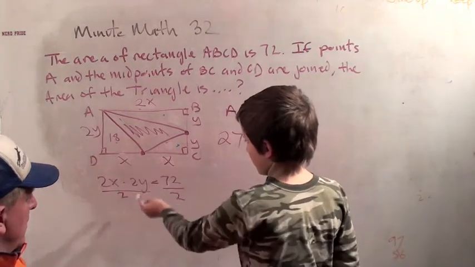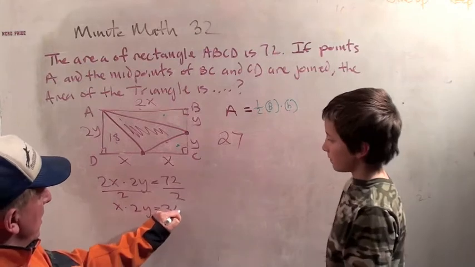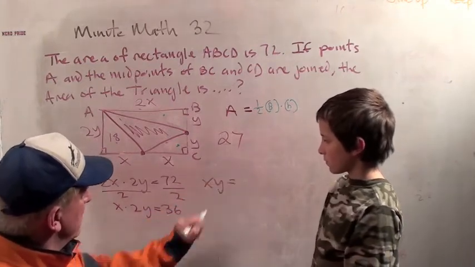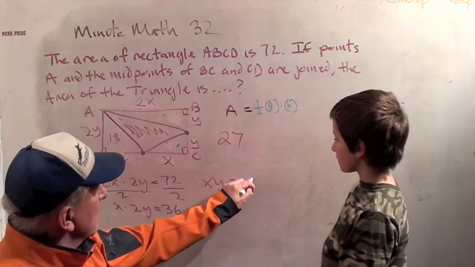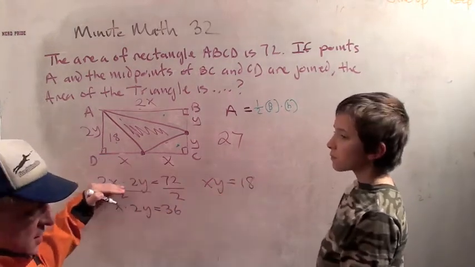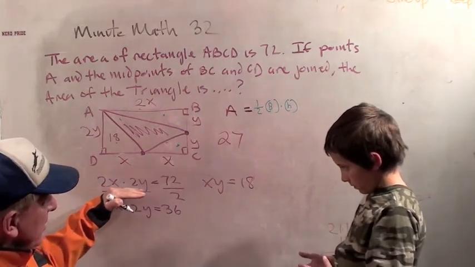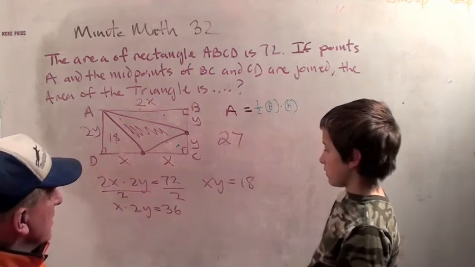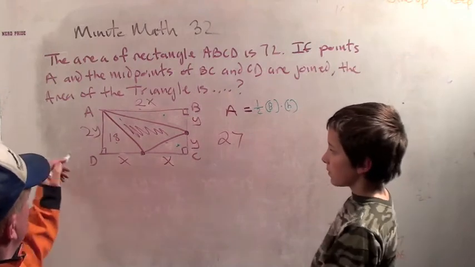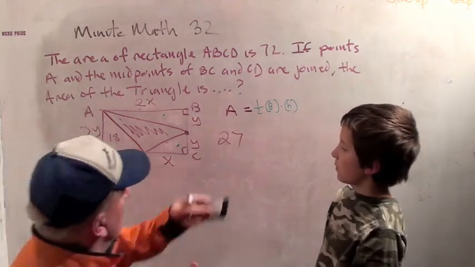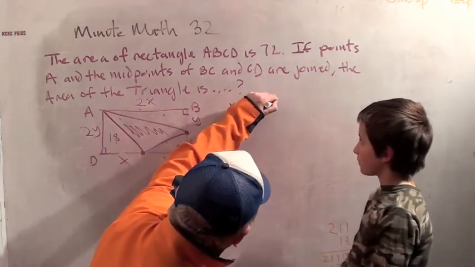Well, you cancel one 2, it's x times 2y. X times 2y is 36. And so what does that mean? X times y is 18. Okay, gotta be careful, there's two 2's here. 2x times 2y is 4xy. So you have to divide by 4, and you get 72 divided by 4, which is 18. So x times y equals 18. That's going to be important to remember, so I'll write it here. X times y equals 18.